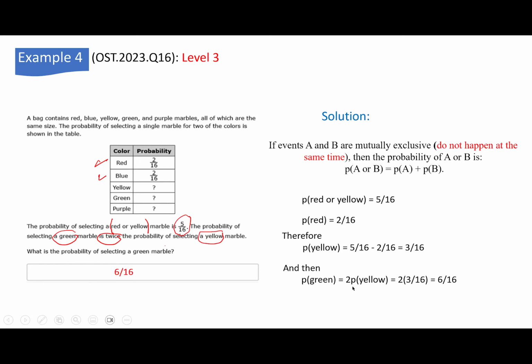2 times the probability of getting a yellow, that's 2 times 3 over 16. That gives you 6 over 16. So again, this is very important to remember, okay? Those are called independent events.